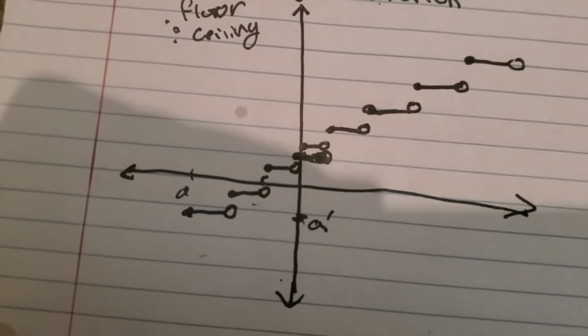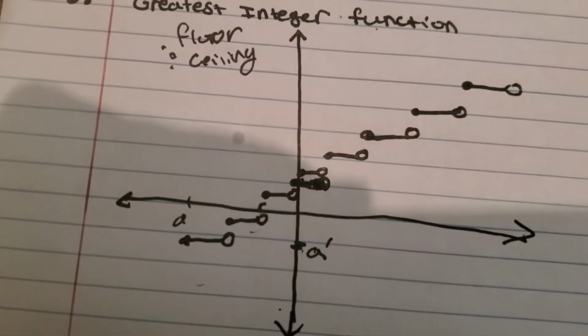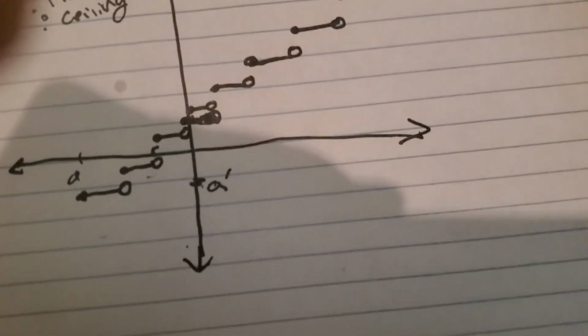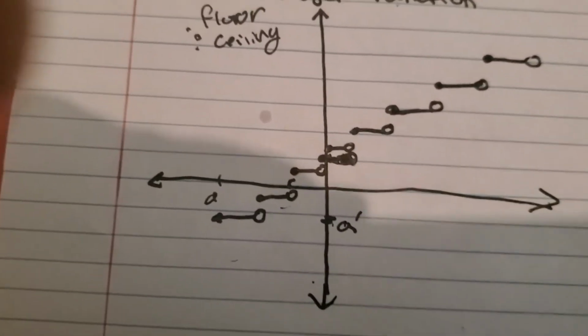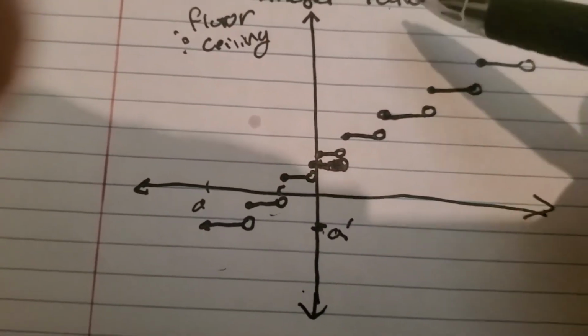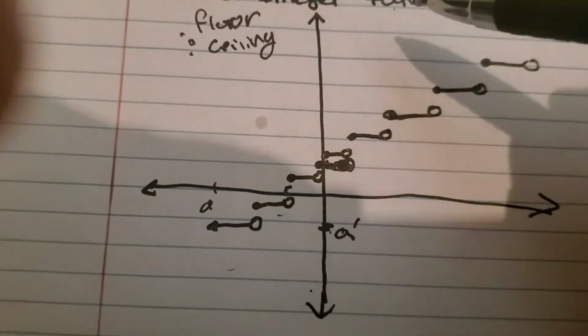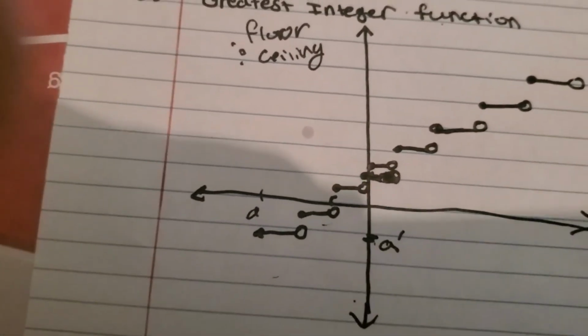And the ceiling function is similar, but it's inverted a little bit, or backwards pretty much. We take the highest value possible. So the floor, we take the lowest value possible, the ceiling we take the highest. And we'll talk about that in depth in a future video. But with that being said, guys, see you guys next video.